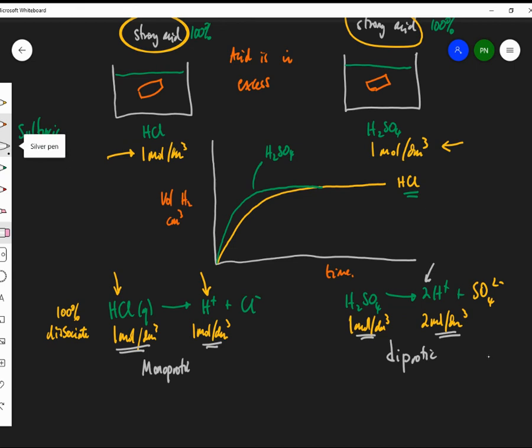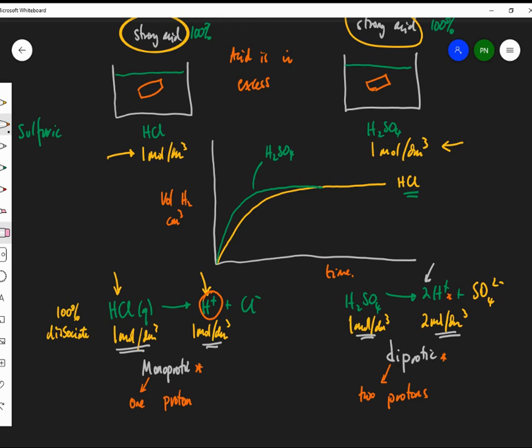Now, Zara says, what does that mean? What does mono mean, Zara? And what does di mean? One. Di means two. What do you think protic means? There we are, one proton, monoprotic, two protons, diprotic. Does that make sense? It means they donate. Monoprotic acids donate one proton, diprotic acids donate two protons.